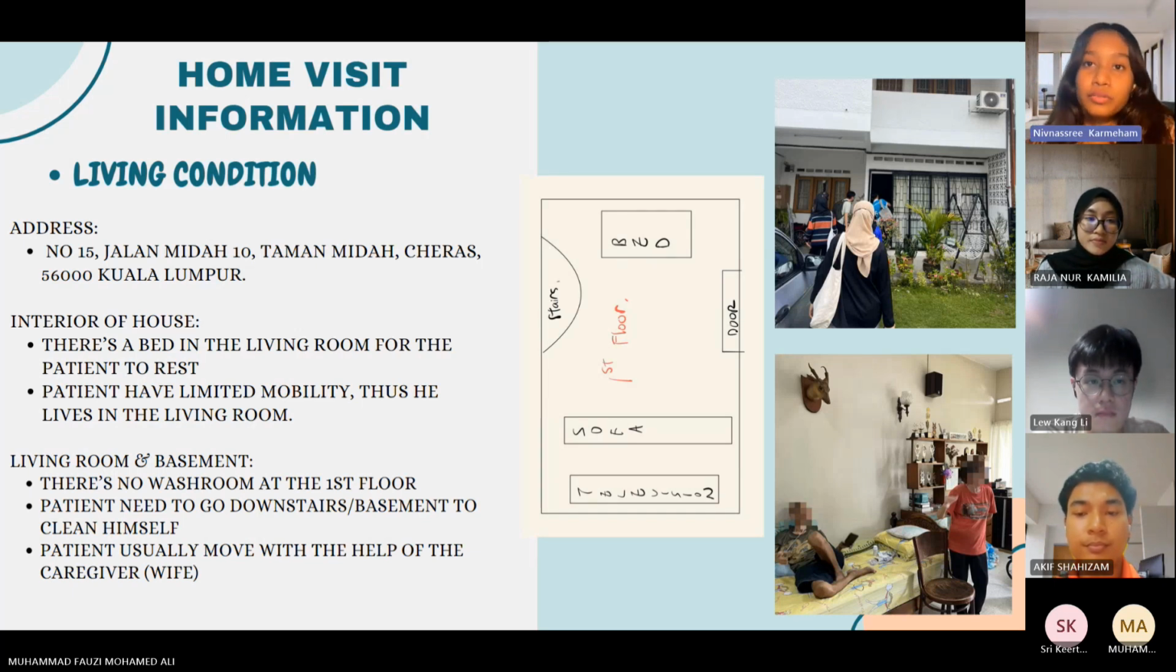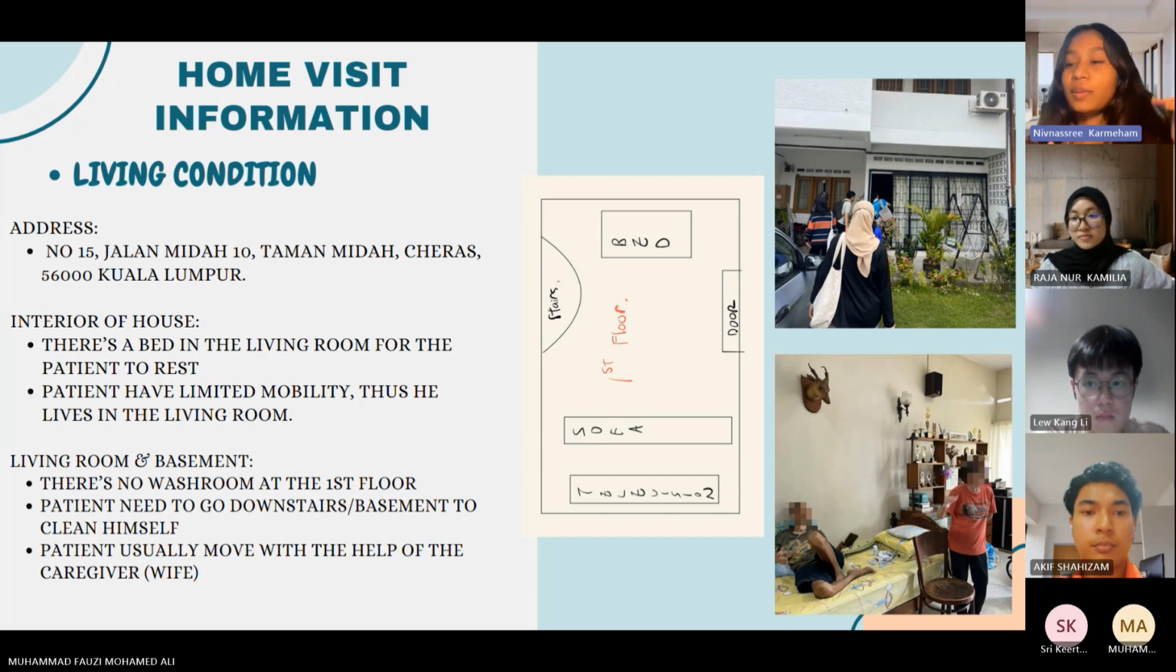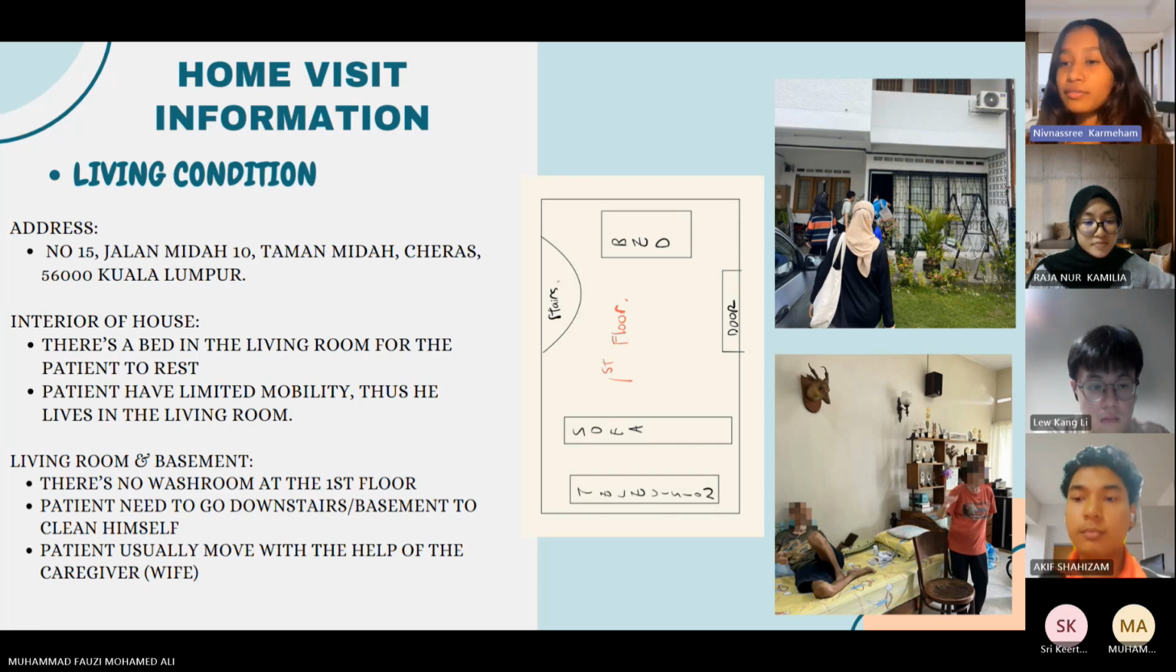Let's talk about the living condition of our patient. He lives nearby HUKM, in Taman Vida. In the interior of the house, there's a bed in the living room for the patient to rest, and because the patient has limited mobility, he lives in the living room itself. There's no washroom on the first floor, so the patient has to go to the basement to use the washroom. The patient usually moves with the help of his wife, who is his sole caregiver.